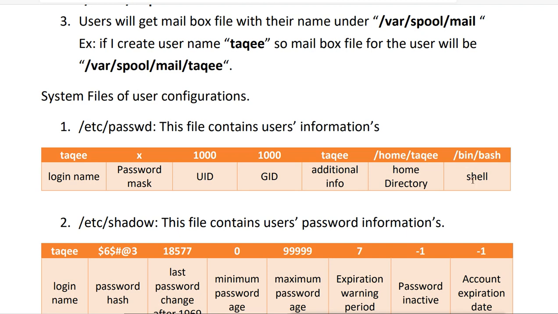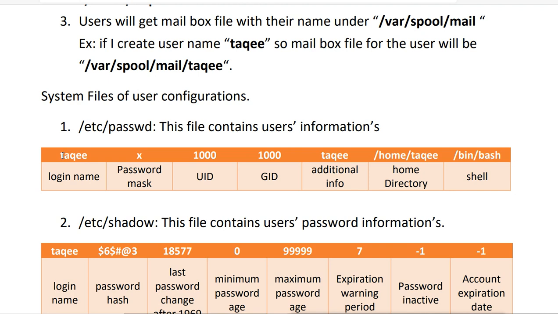By default, every user in Linux gets bash as the shell. This is the Bourne Again shell, a stable shell. So whenever you create any user account in Linux, it will get this bash shell by default. So this is the information in the passwd file. Under the passwd file you will see this information about the user.